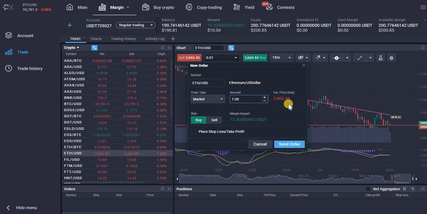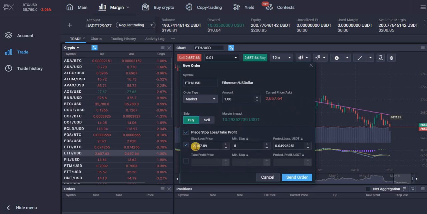This right here is the current price, and I can go ahead and buy long or sell short. Right now I would stick with buy, and I can place my stop loss and take profit before placing an order. Right here is my stop loss and my take profit. For this trade, my stop loss would be below the current price and my take profit would be above the current price since I am entering a long position.